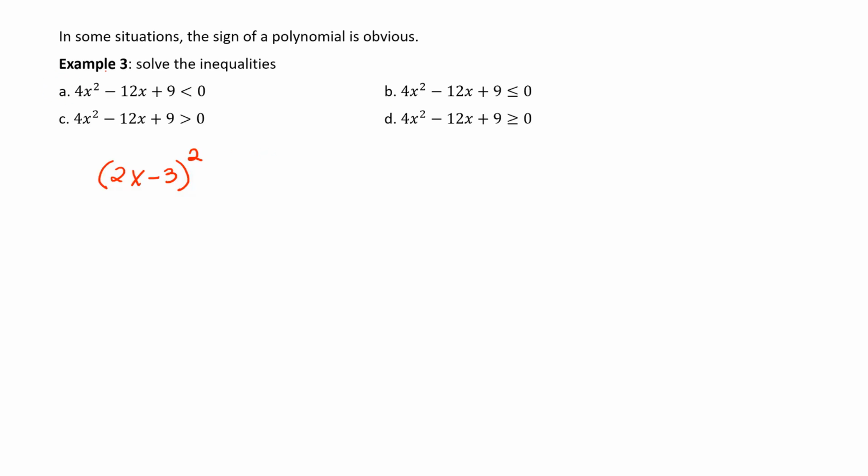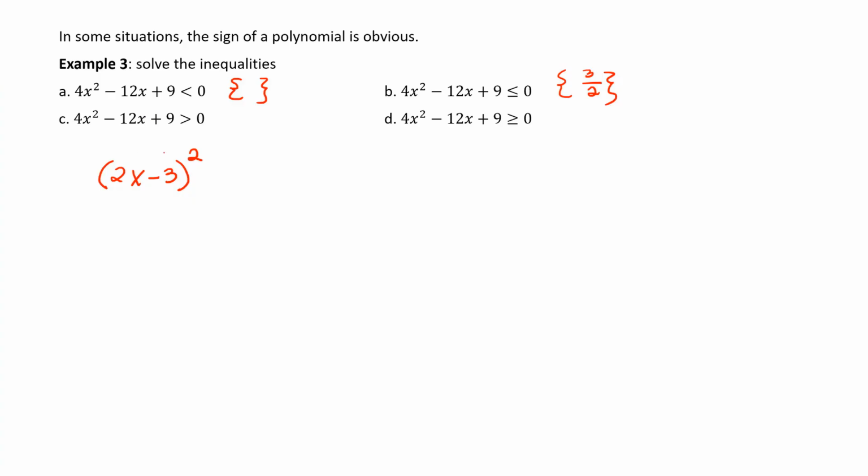Because for part A, it says, when is that polynomial less than 0? It's never less than 0. So it's always positive because it's a perfect square. On part B, when is it less than or equal to 0? Well, it's never less than 0. We just stated that. But it does equal 0 when x is equal to 3 halves. So the solution set for that would just be 3 halves.